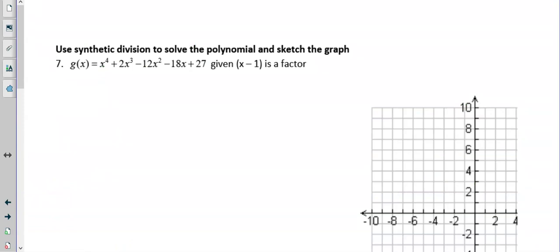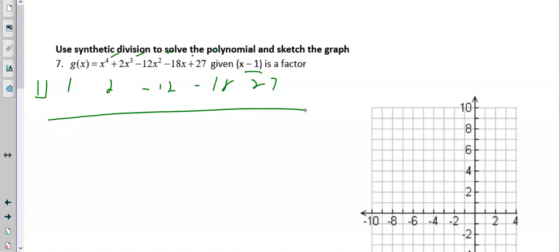All right, number 7. So we're given x minus 1 is a factor. That means 1 goes in the box. We have 4, 3, 2, 1, none. So our coefficients are 1, 2, -12, -18, and 27. Drop the 1, multiply by 1. Add straight down, multiply by 1. Add straight down, multiply by 1. Add straight down, multiply by 1, and that gives us the 0 that we are expecting.